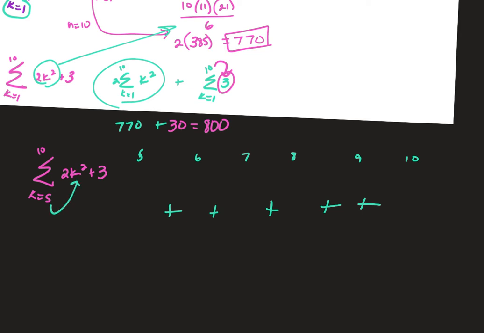So I'd plug in 5: 2 times 5 squared plus 3. I'd plug in 6: 2 times 6 squared plus 3. Plug in 7: 2 times 7 squared plus 3. Plug in 8: 2 times 8 squared plus 3. Then 2 times 9 squared plus 3, and 2 times 10 squared plus 3.